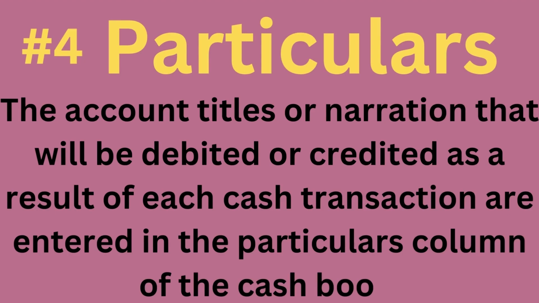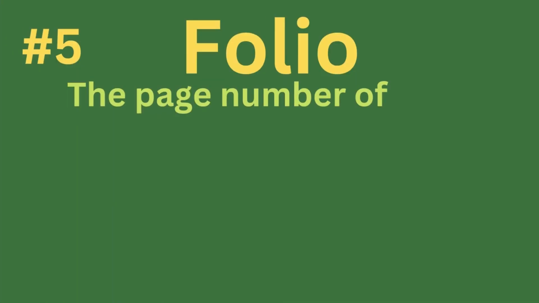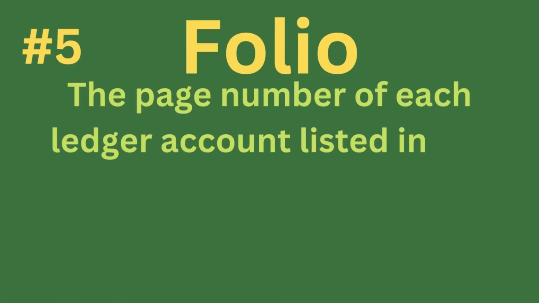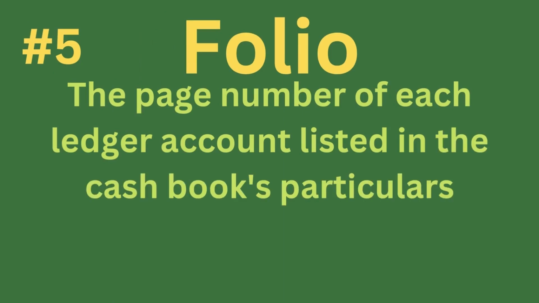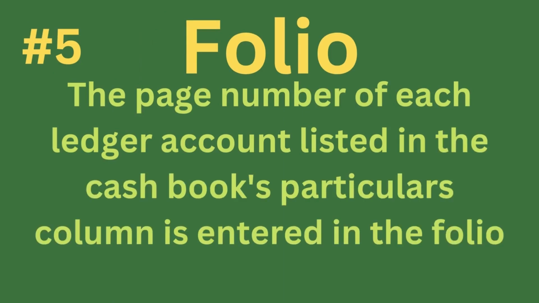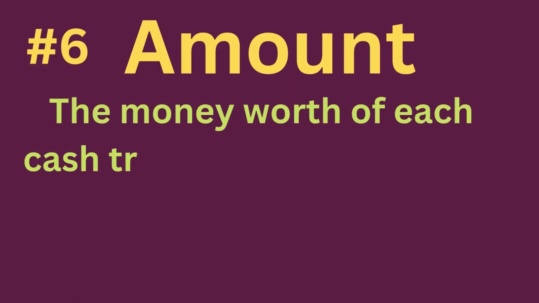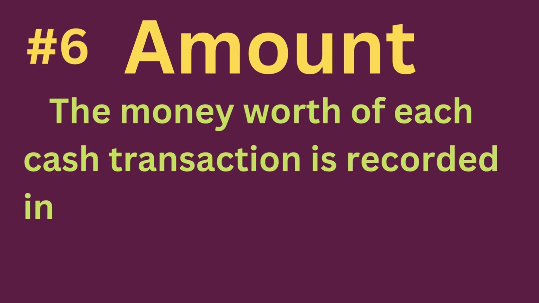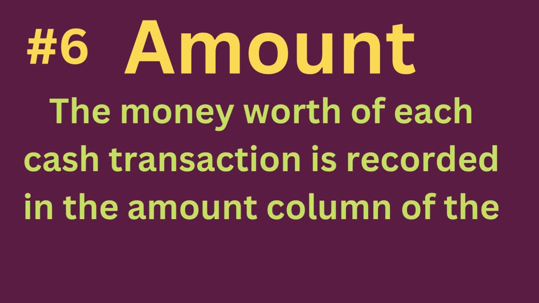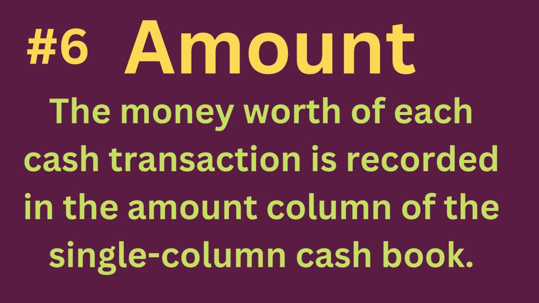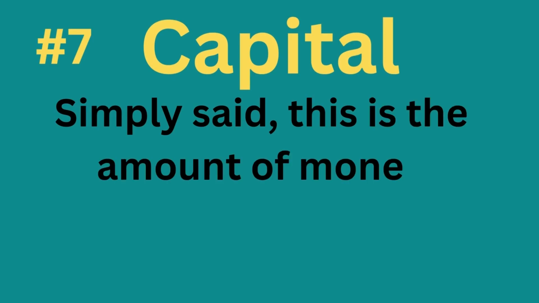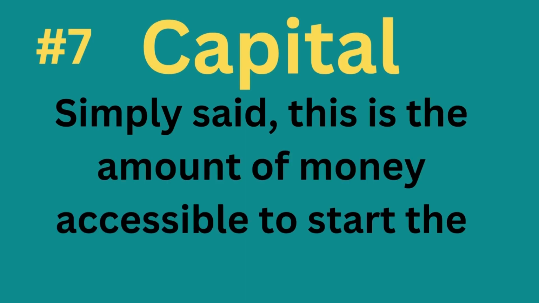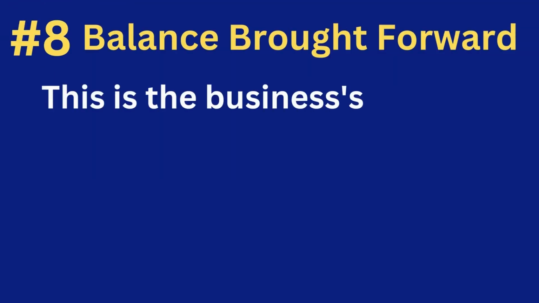Details is another name for this column. Number 5. Folio. The page number of each ledger account listed in the cash book's particulars column is entered in the folio column. Number 6. Amount. The money worth of each cash transaction is recorded in the amount column of the single column cash book. Number 7, capital. Simply said, this is the amount of money accessible to start the business.